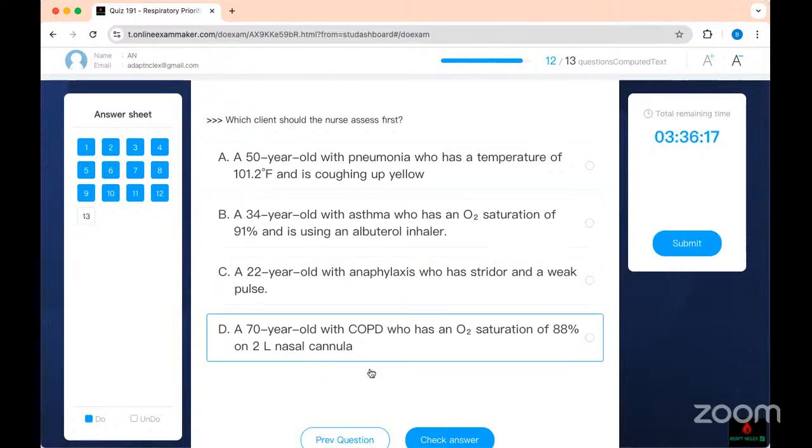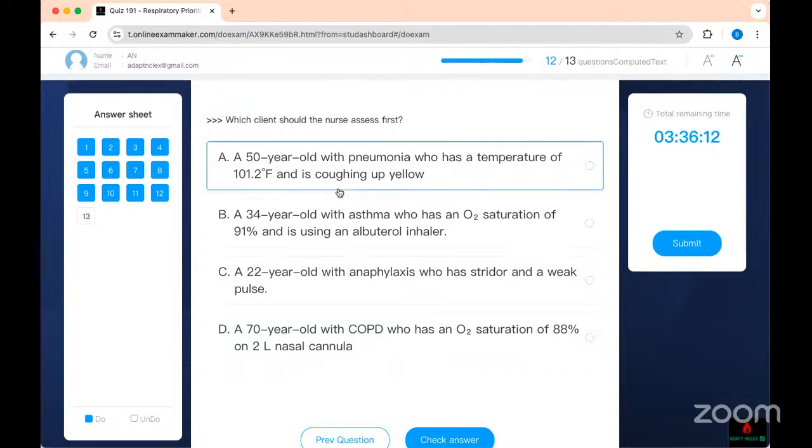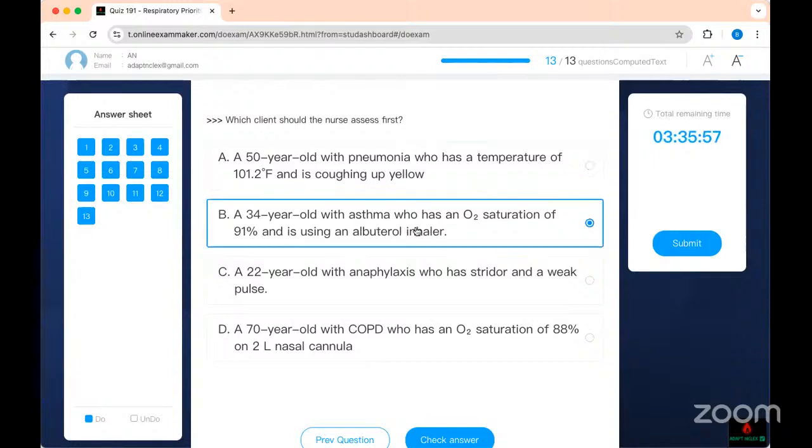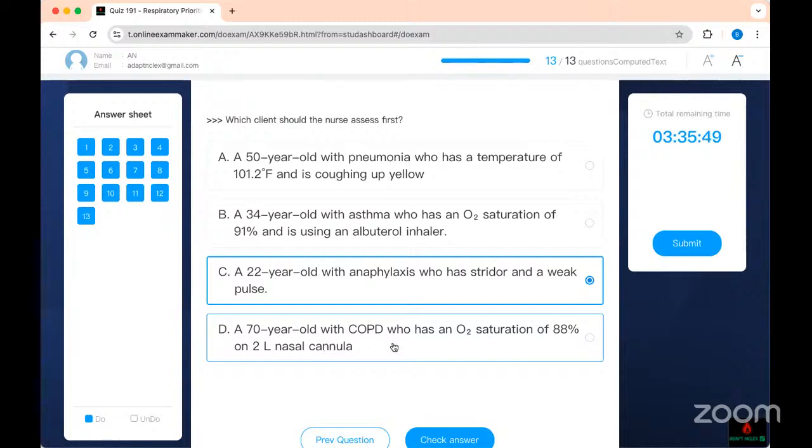Based on what we talked about, you see, it's the same theme, keep coming back and forth, right? Pneumonia, I know you're going to have fever, you're going to have sputum. Just ignore it, right? Asthma patient, your saturation is not going to be perfect, but this patient is not using accessory muscles, it's not doing anything. Don't worry about it. Anaphylaxis with stridor and weak pulse means shock. And a COPD patient with saturation 88 on oxygen, there's no evidence of respiratory distress. This is your right answer.